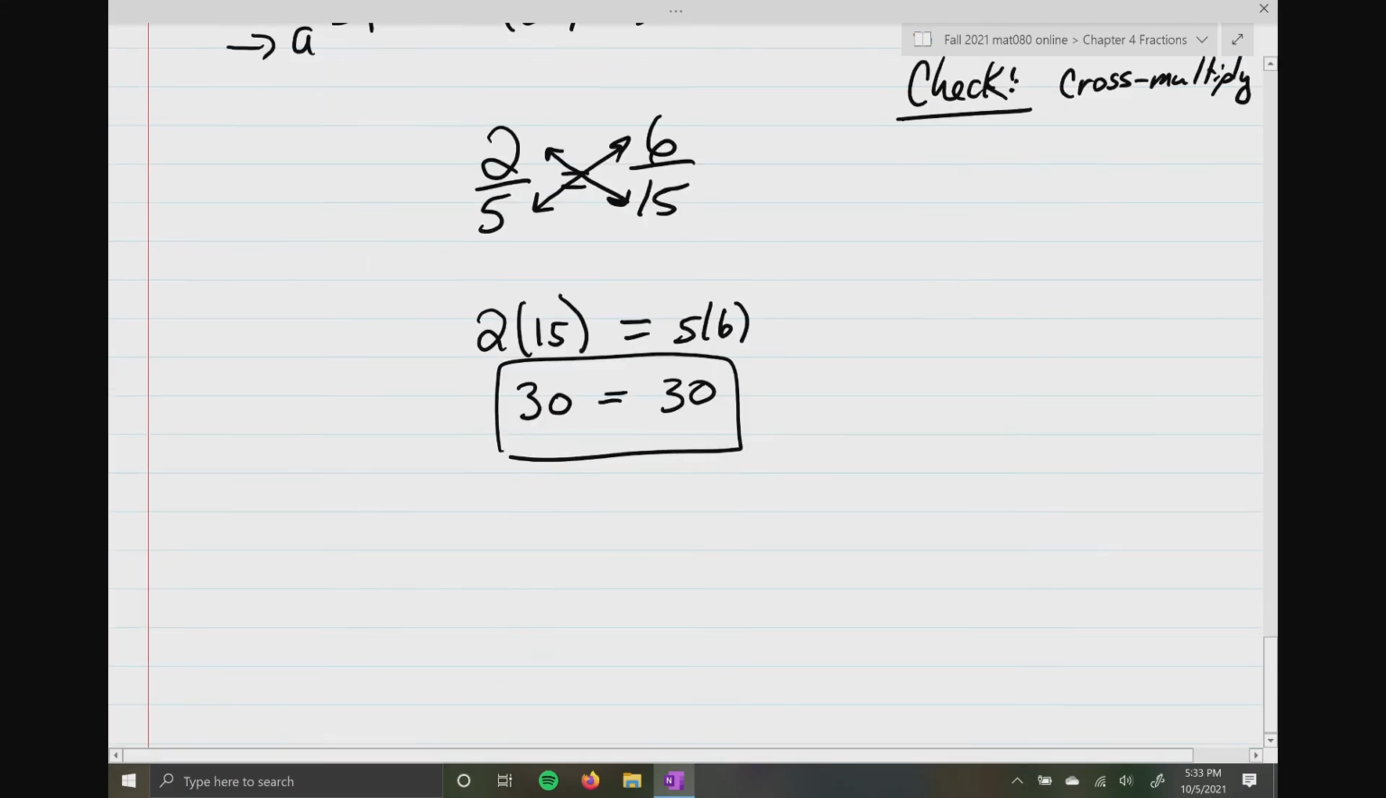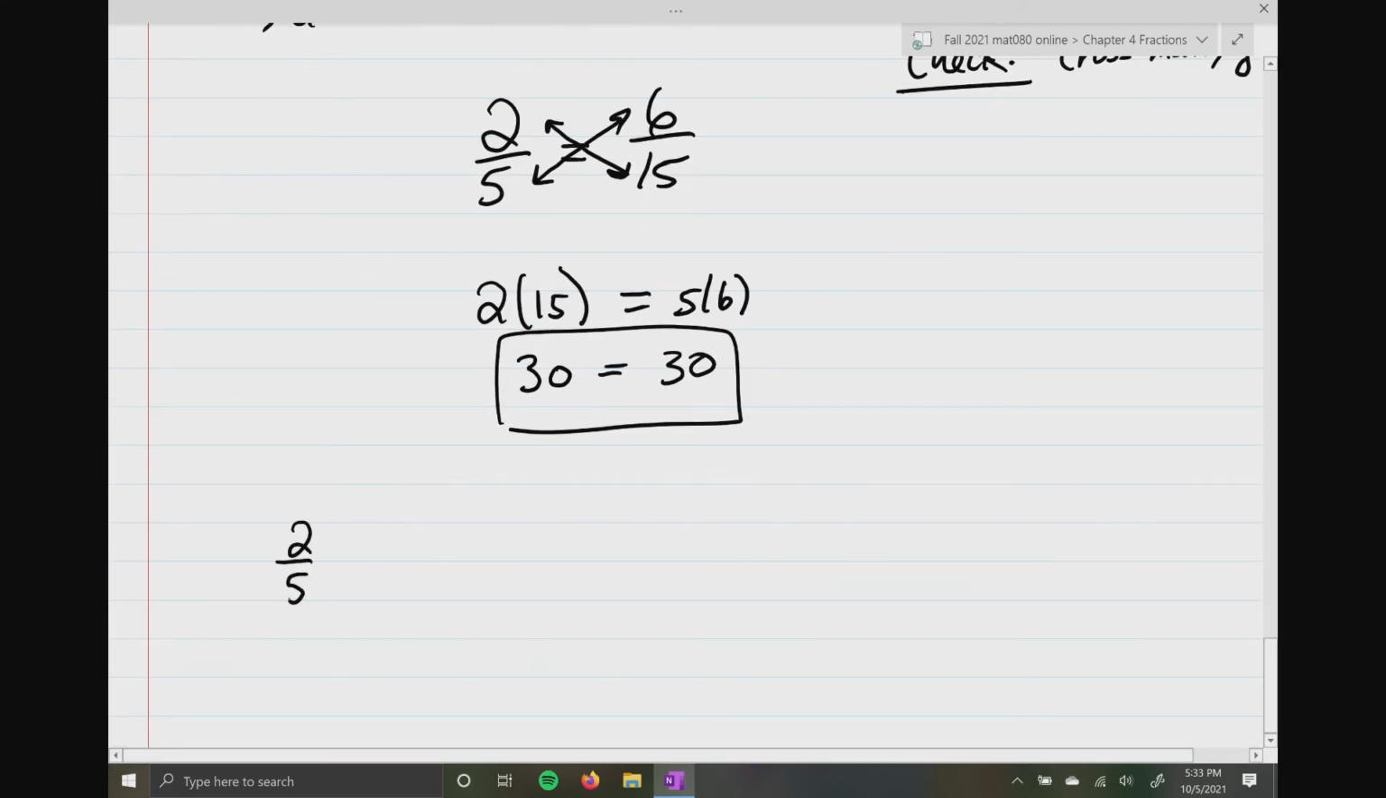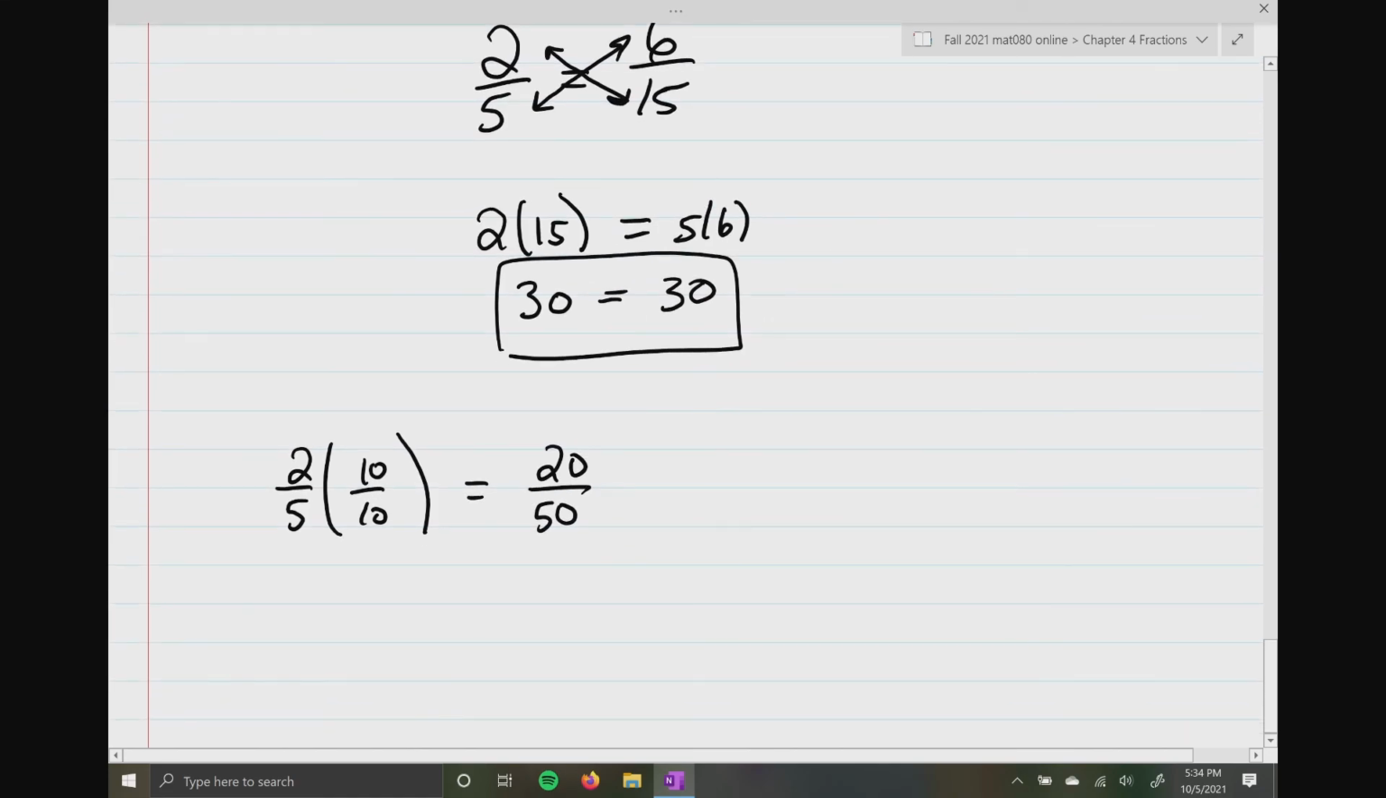You can do this for as long as you want. You could take 2 over 5 and multiply by any number you want as long as the numerator and the denominator are the same. How about 10 over 10? 2 times 10 is 20, 5 times 10 is 50. Those are equivalent fractions. How about 11 over 11? That's going to be 22 over 55.